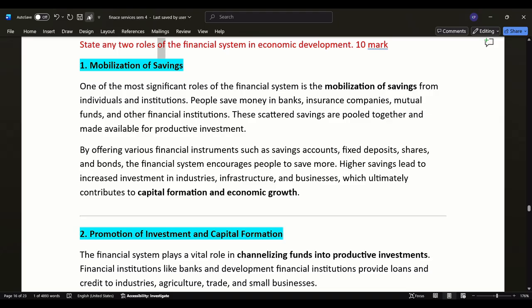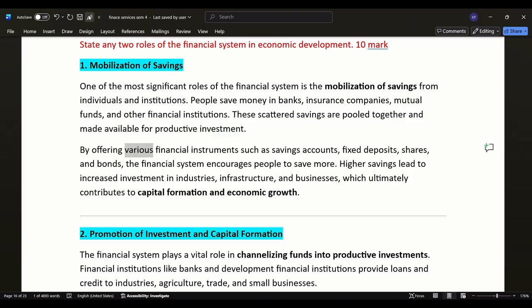State any 2 roles of the financial system in economic development. 10 mark. 1. Mobilization of savings. One of the most significant roles of the financial system is the mobilization of savings from individuals and institutions. People save money in banks, insurance companies, mutual funds, and other financial institutions. These scattered savings are pooled together and made available for productive investment.